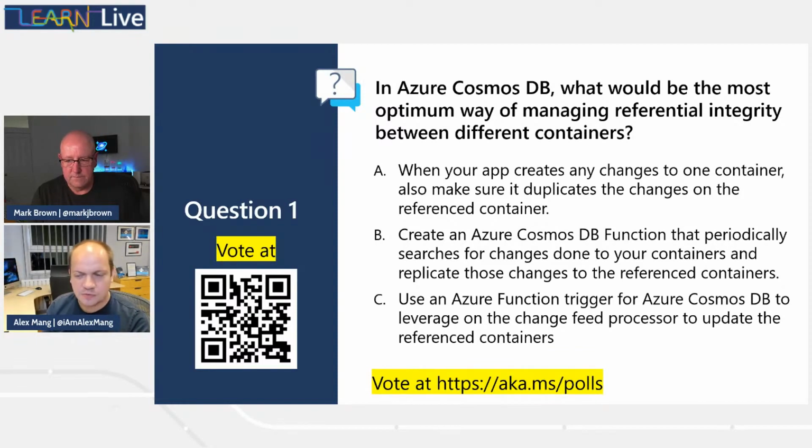Or is it C, use an Azure function trigger for an azure-cosmos-db account to leverage the change feed processor to update the reference container? Interesting question. Hold on, let me make my thinking face. We've got to leave some seconds there for the audience to answer.